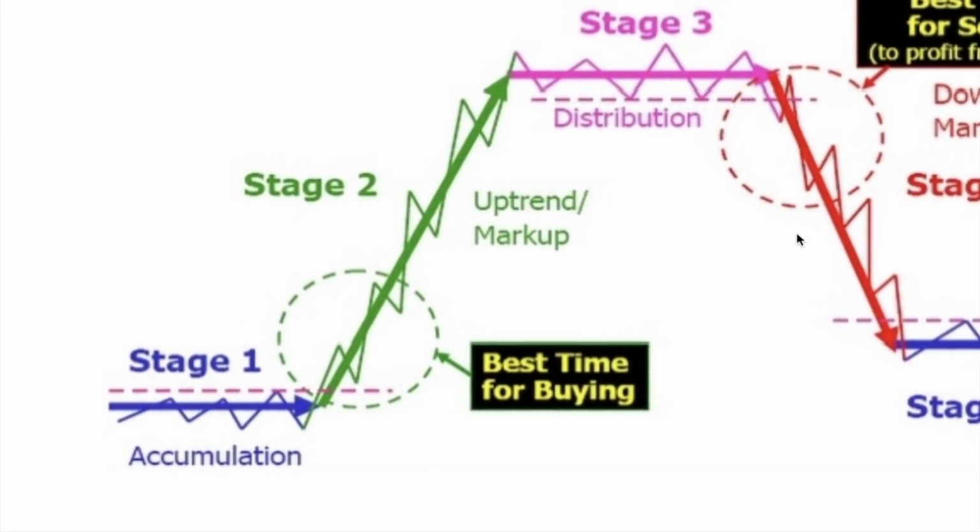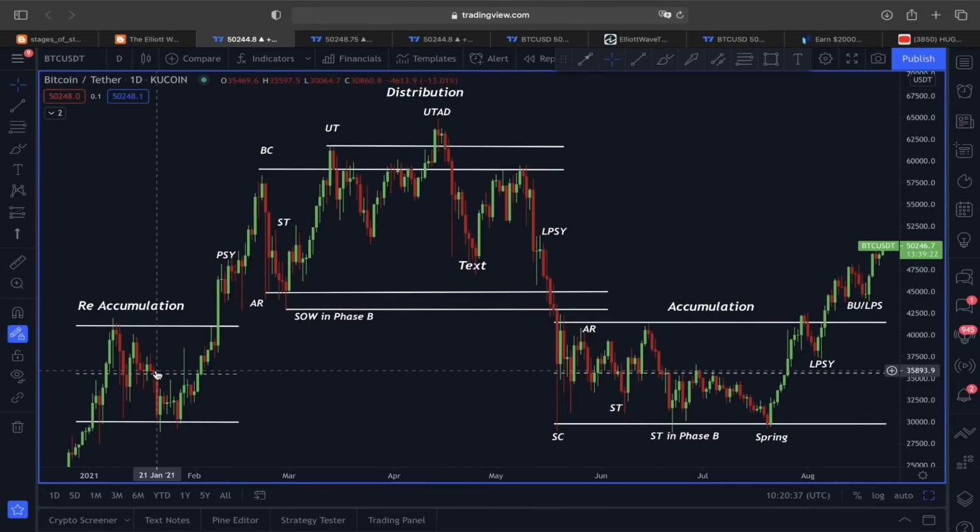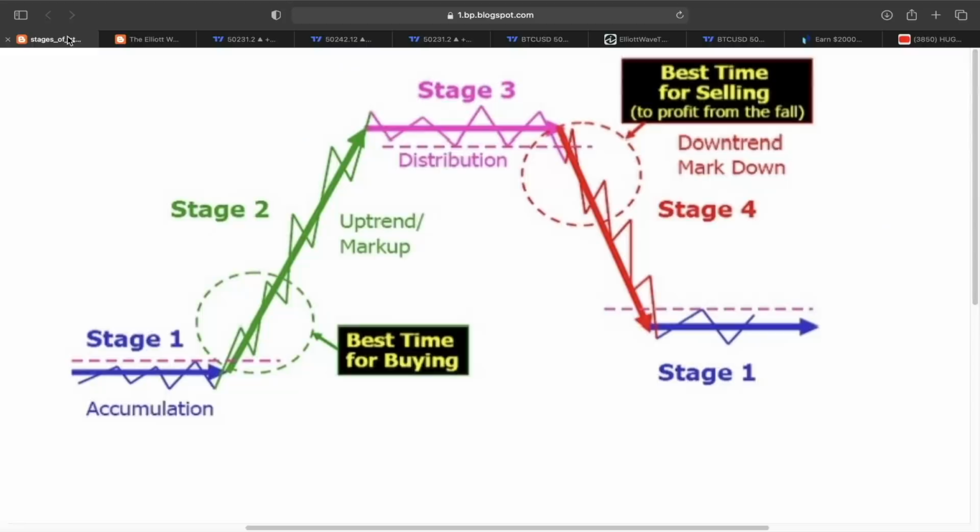And now if you would monitor, in our case, you can see the reaccumulation phase was stage 1, and after this stage 1, we started this new stage here to the upside, that is stage 2, which is also known as this uptrend or markup phase, right? And after this markup phase, we have this stage 3, which is known as distribution phase, and again this stage 4, where the price starts correcting. And after completing this stage 4, we again start with this stage 1.